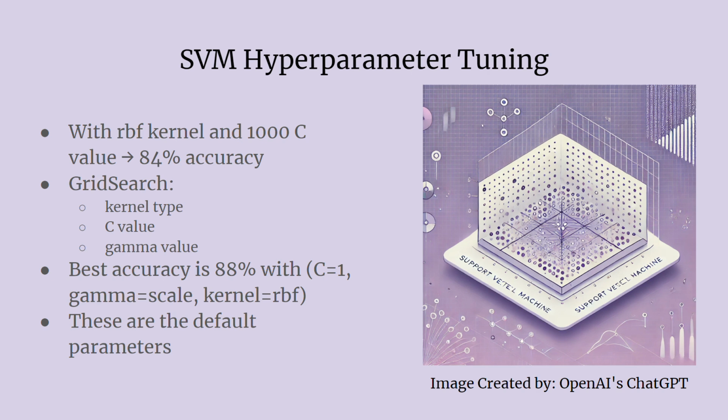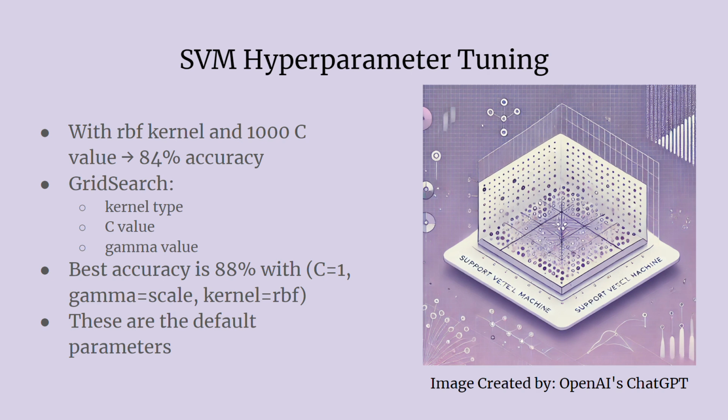Next, let's talk about the hyperparameter tuning that I did for the SVM model. I started off with the kernel type being the radial basis function and the C value being 1000. This gave me an accuracy of 84%. The reason why I chose this as my initial model was because I was basically copying and pasting from code that I had done for an assignment.